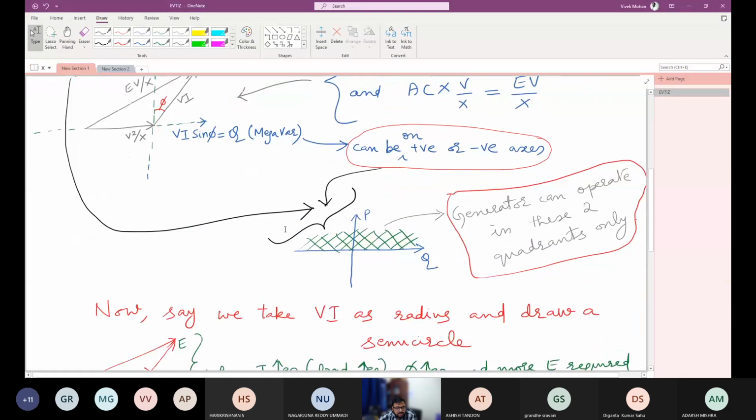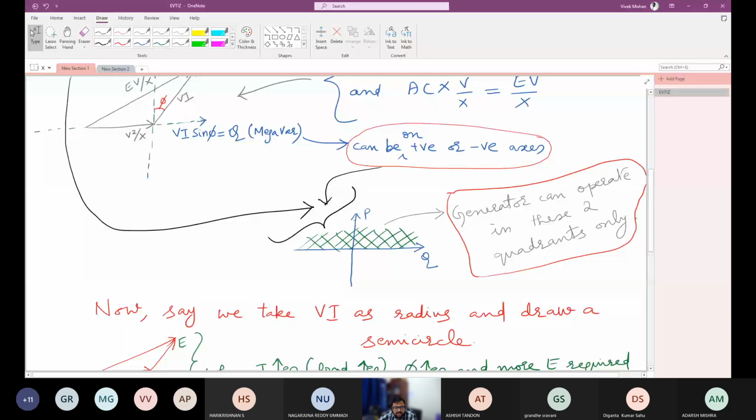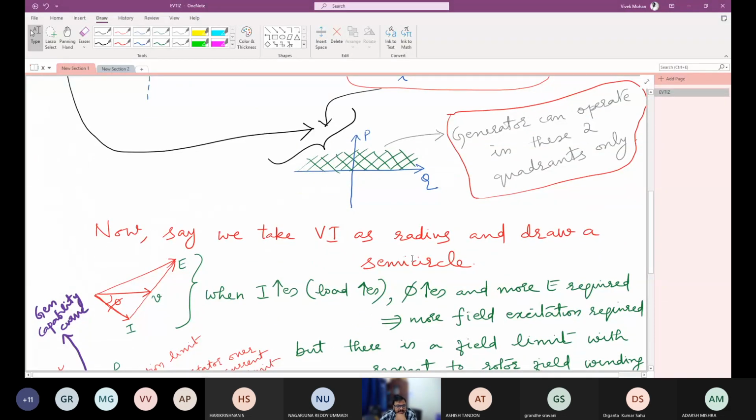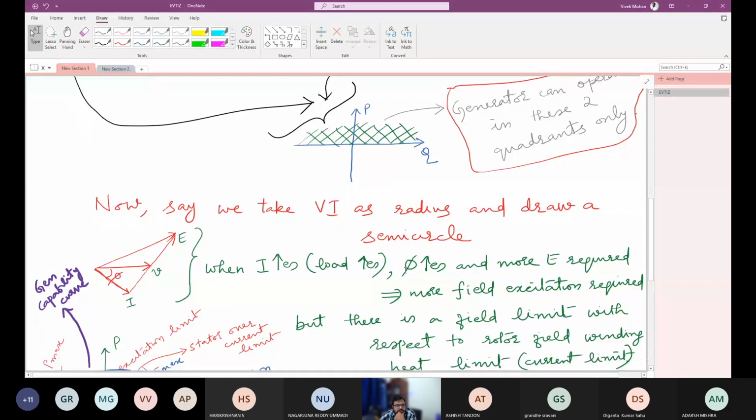The first and second quadrant will come into picture here. If P is the vertical axis and Q is the horizontal axis, in these regions only we have the capability curve of the generator. We'll see the locus later, but this is the region. In the other regions it's not active. Okay, now the quadrants are decided. Now we are going to draw the capability curve itself.